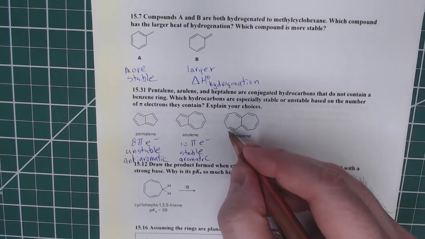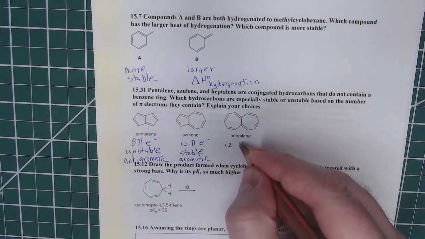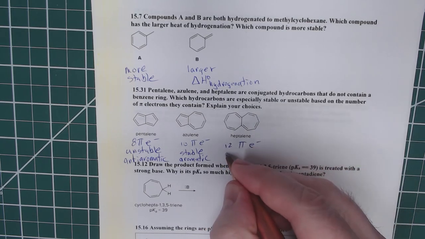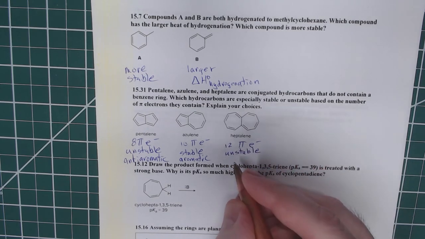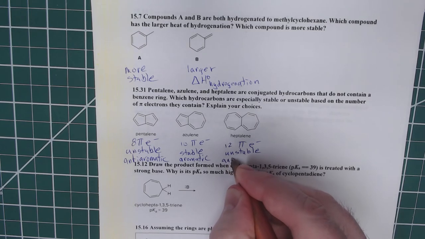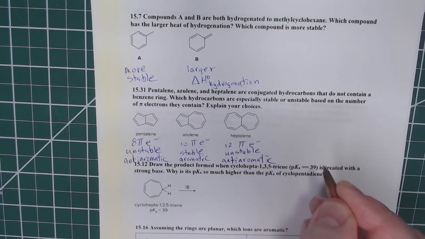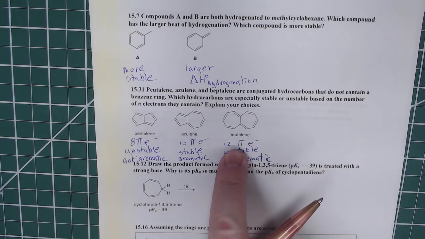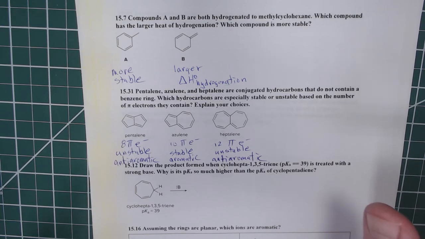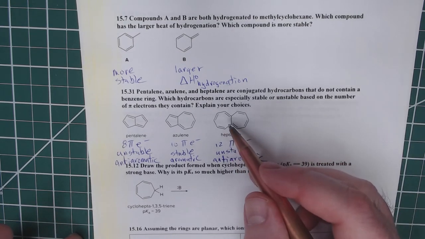Heptalene, let's count them, 2, 4, 6, 8, 10, 12, so 12 pi electrons. If you guessed unstable, you are correct. And that is antiaromatic. All right, so that is an antiaromatic compound. Huckel's rule tells us it's antiaromatic with 4n pi electrons, so 4 times 3 gives us 12.